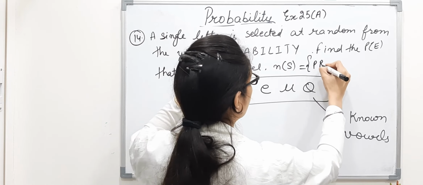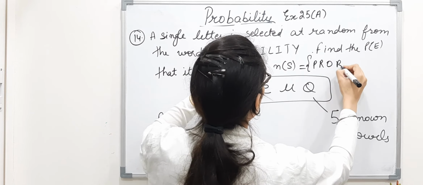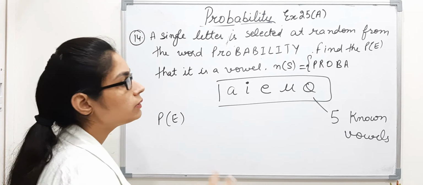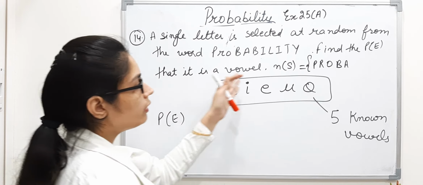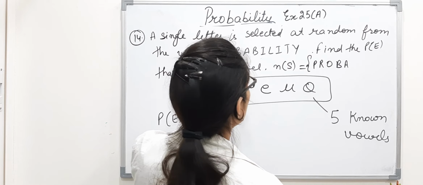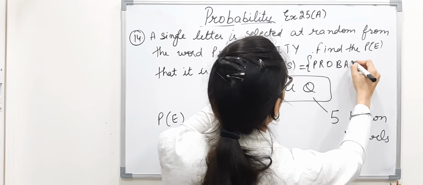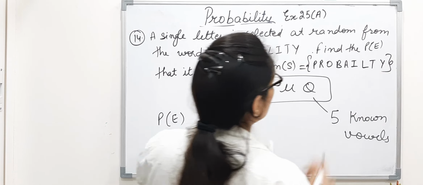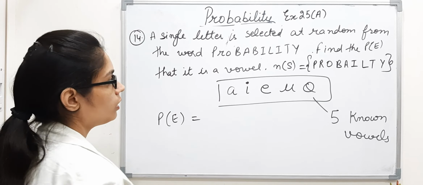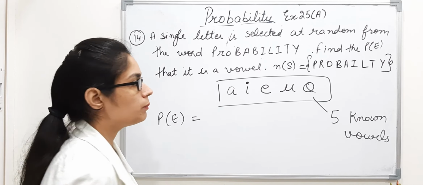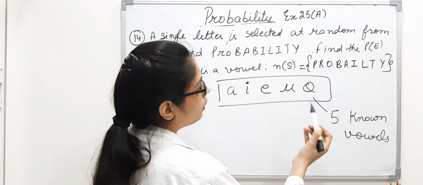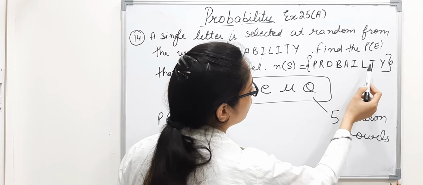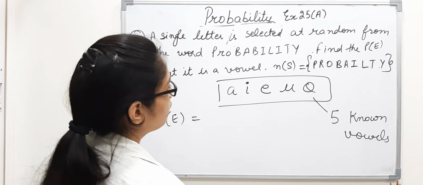So I will write P, R, O, B, A. I should not repeat the alphabet. I can see I is there 2 times, I should not repeat, I only have to write all the alphabets once. P, R, O, B, A, B I should not write now, T and Y. So what is my total number of possible outcomes? This is my sample space. Let's count now: 1, 2, 3, 4, 5, 6, 7, 8, 9. So it is 9.